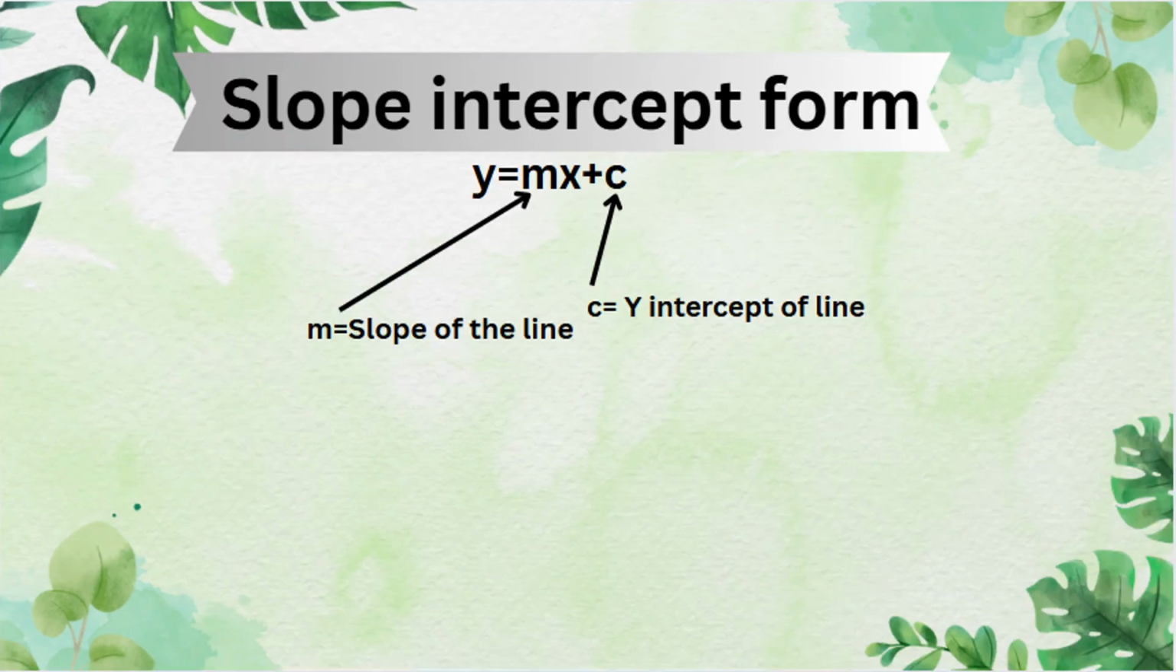Hello students, in this lecture I am going to discuss the topic of slope-intercept form. Its general representation is y = mx + c, where m is the slope of the line and c is the y-intercept of that line. If we are given the slope of the line and the y-intercept of that line, then we can easily calculate the equation of the line from this formula.